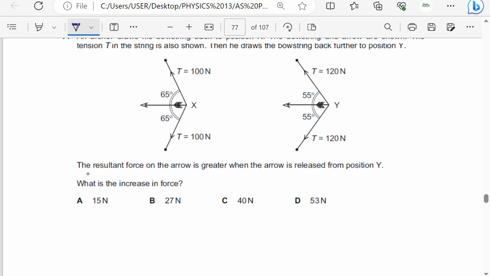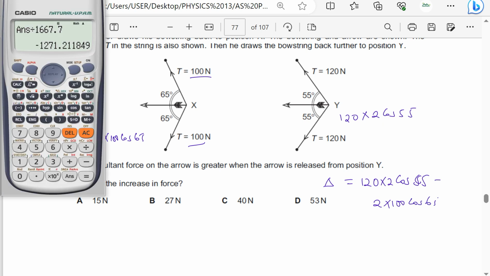So here we shall just resolve this in the horizontal because they are both 100 newtons. So T in the horizontal is T cos. So this will be twice times 100 cos of 65. In this position, we have 120 times 2 cos of 55. So we want the increase. The increase or the change is simply the difference between these two: 120 times 2 cos of 55 minus 2 times 100 cos of 65.